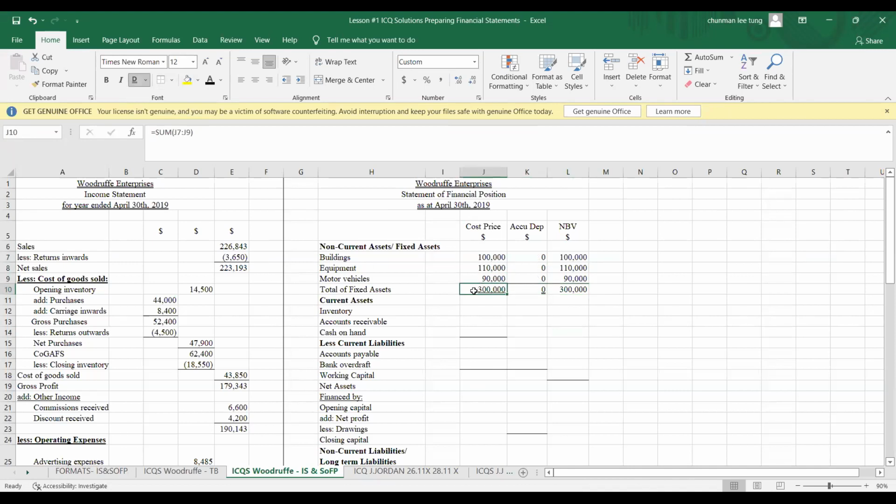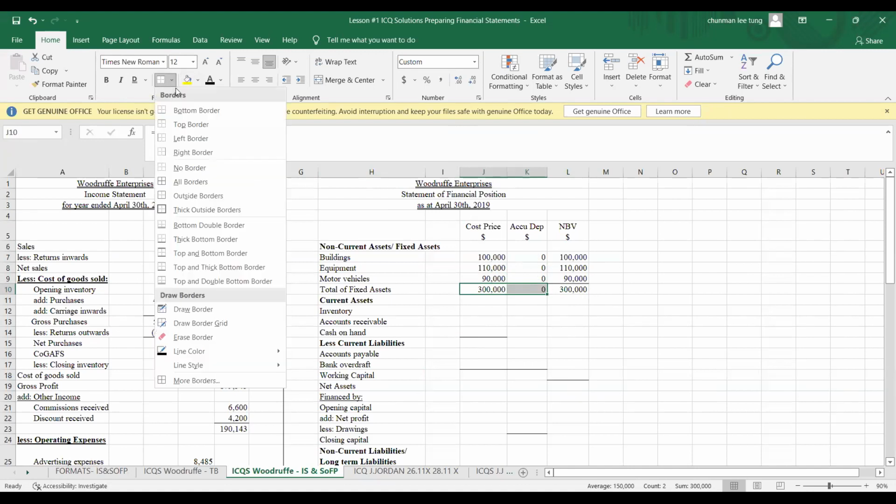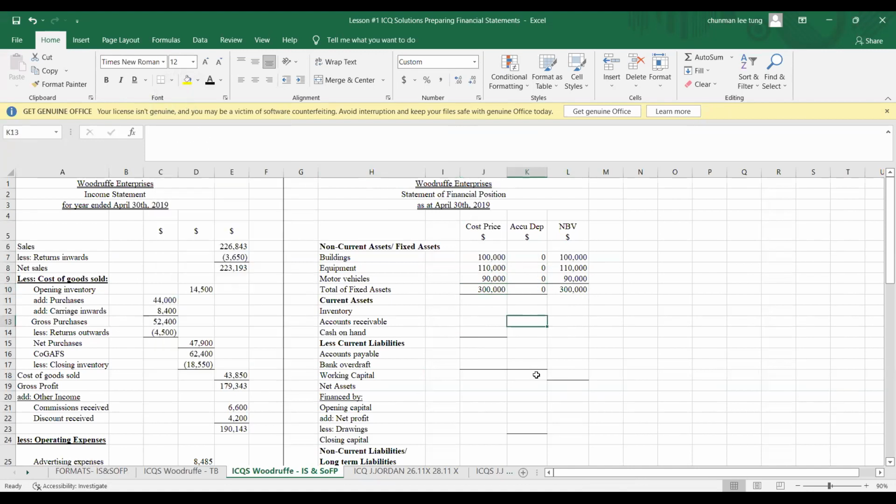So I want to just draw some better lines here. Just give me a second. Take out the double underline. Right? So we are through with our fixed asset section of the balance sheet.